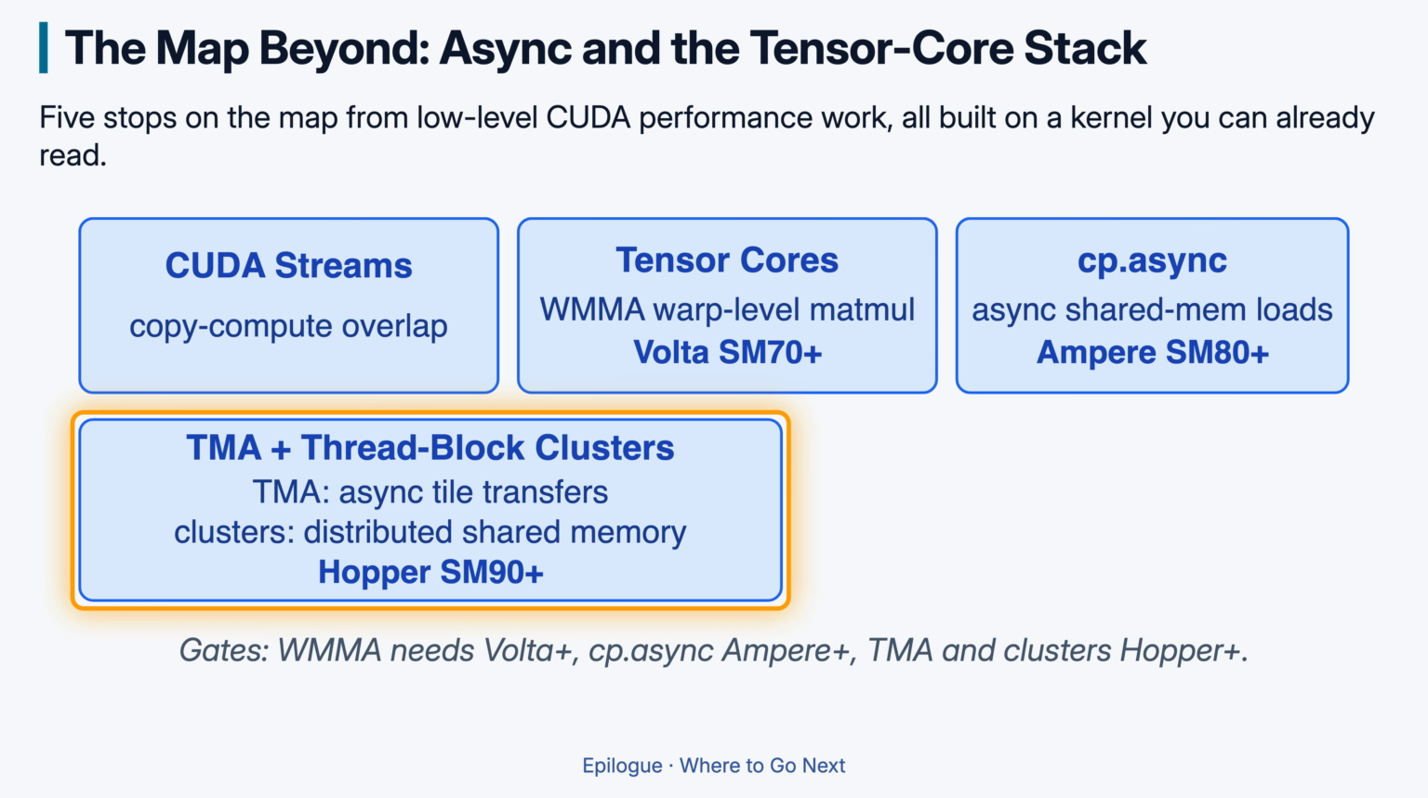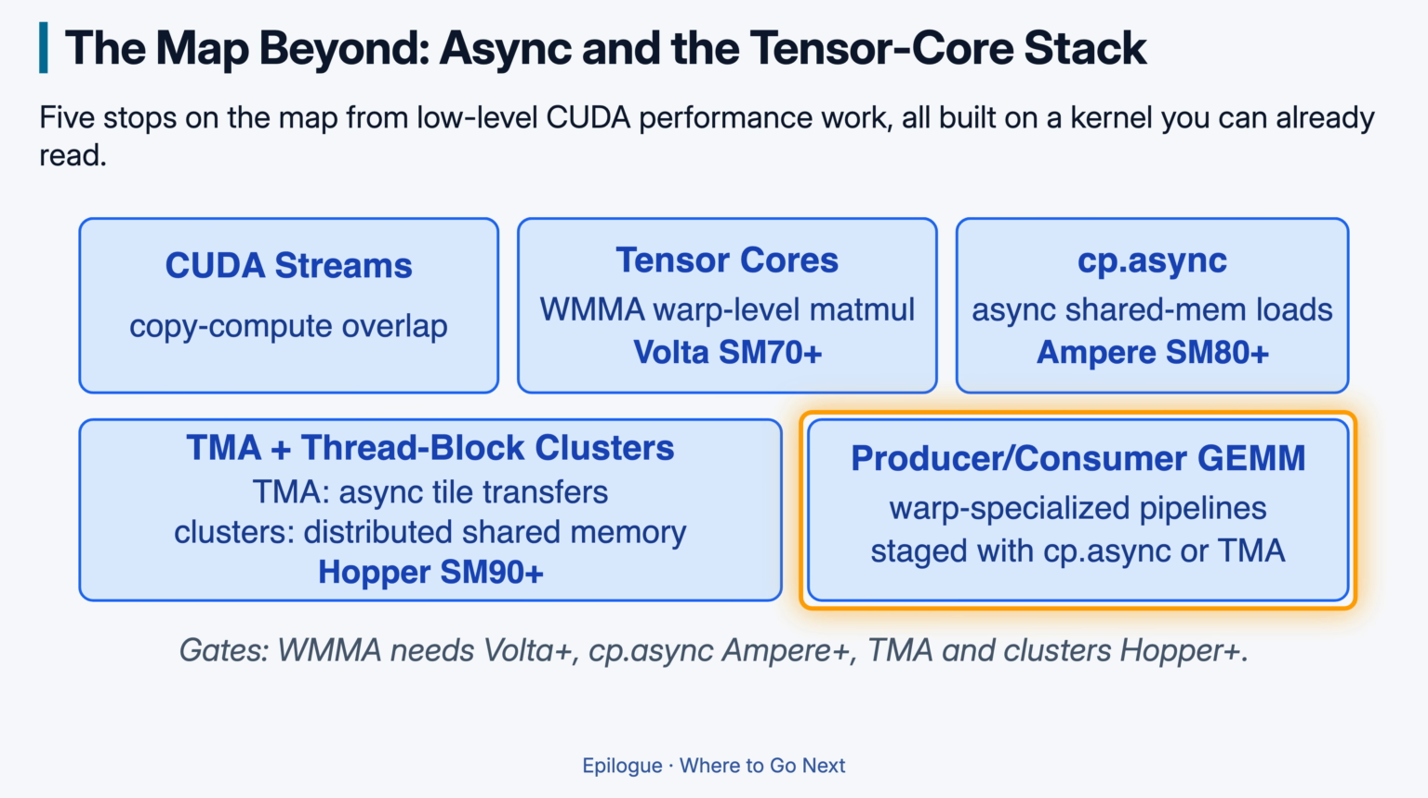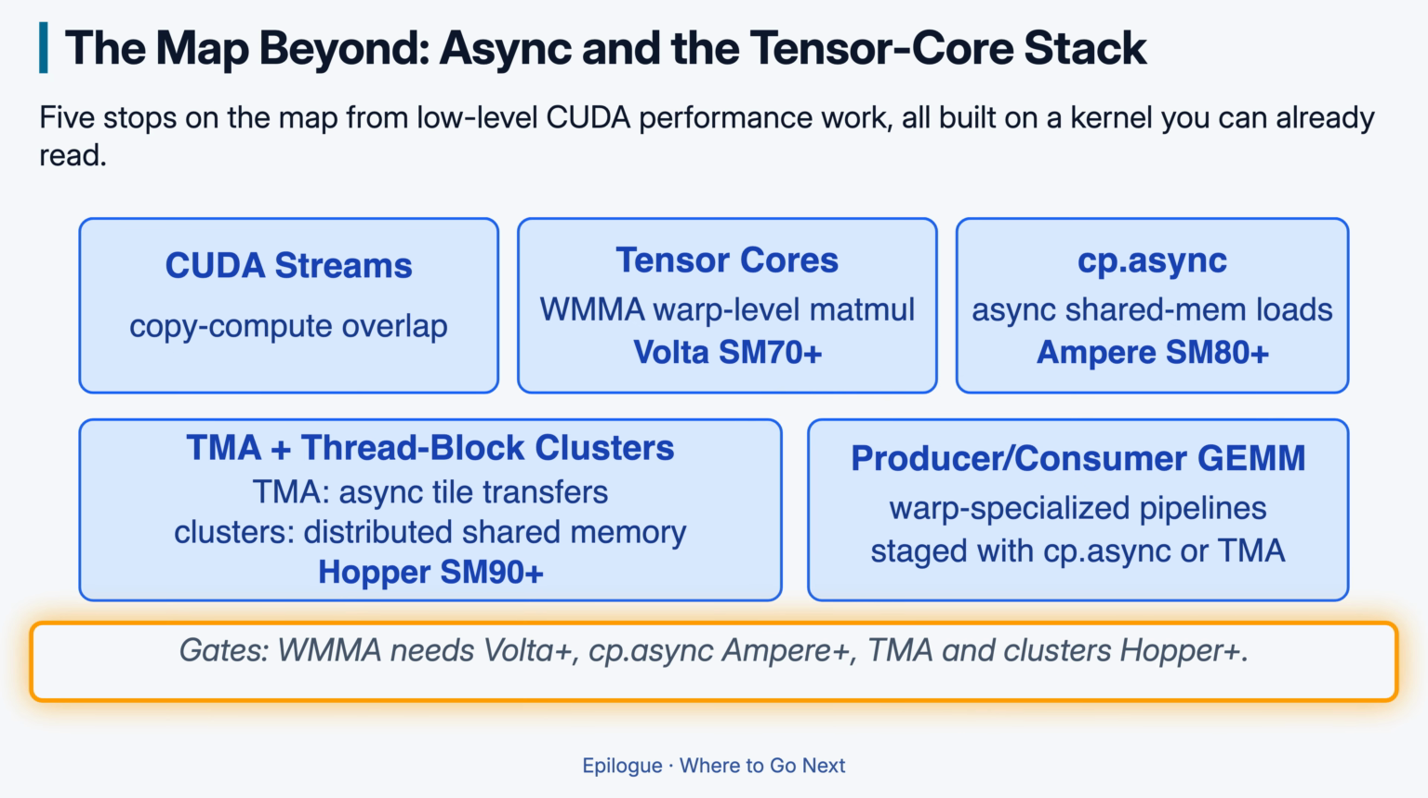These are 2 separate features. TMA moves multidimensional tiles between global memory and shared memory asynchronously. Thread block clusters let the blocks in a cluster read each other's shared memory. That is what distributed shared memory means. Both need Hopper SM90 or newer. Producer consumer GEMM is a kernel design pattern, not a single call. Some warps fetch tiles while other warps do the math, and the fetch is staged with cp.async or with TMA, depending on the design. 5 stops on the map.